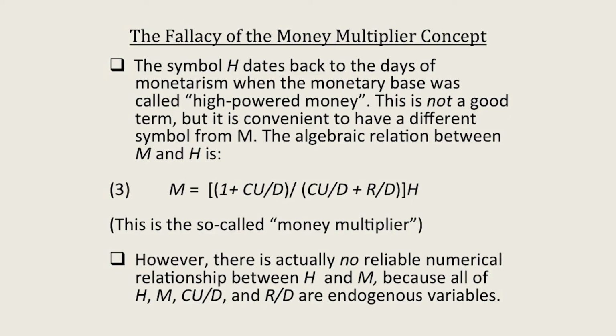And as you all know, the algebraic relationship between M and H is known as the so-called money multiplier, which depends on the banking ratios, cash to deposit ratio and reserve to deposit ratio. But as I think most people realize now, there is actually no reliable numerical relationship between H and M, because in fact the monetary base, the money supply, the cash to deposit ratio, the reserve to deposit ratio, they're all endogenous variables. So the idea of the money multiplier simply doesn't work.